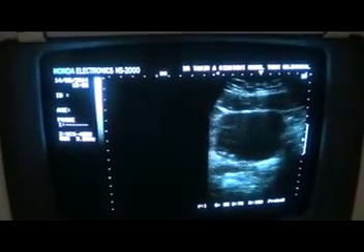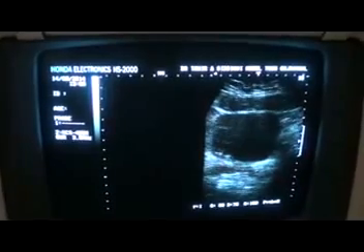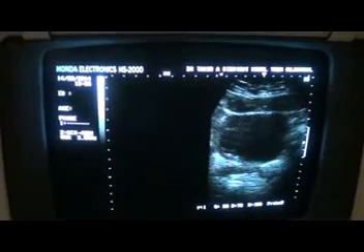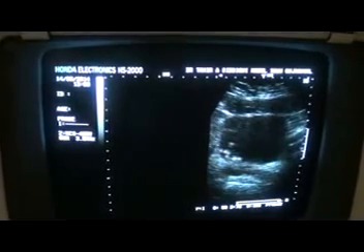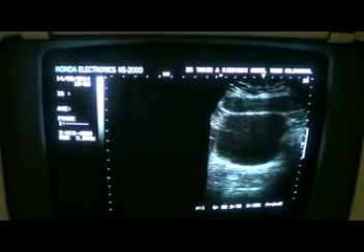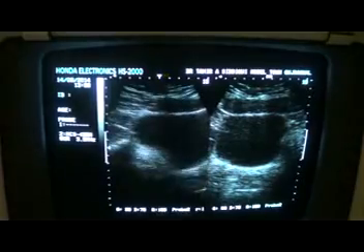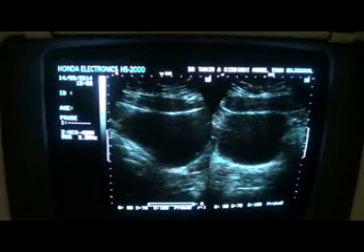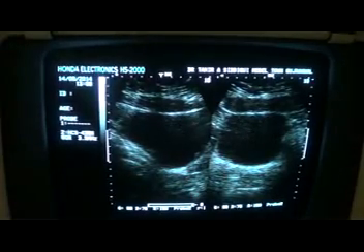Now this is the post-micturition volume. It's important to see the post-micturition volume in all patients with kidney and urinary bladder disease. Now you see this is the stent. This is the seminal vesicle. This is the transverse section of the urinary bladder. This is the longitudinal section of the urinary bladder.